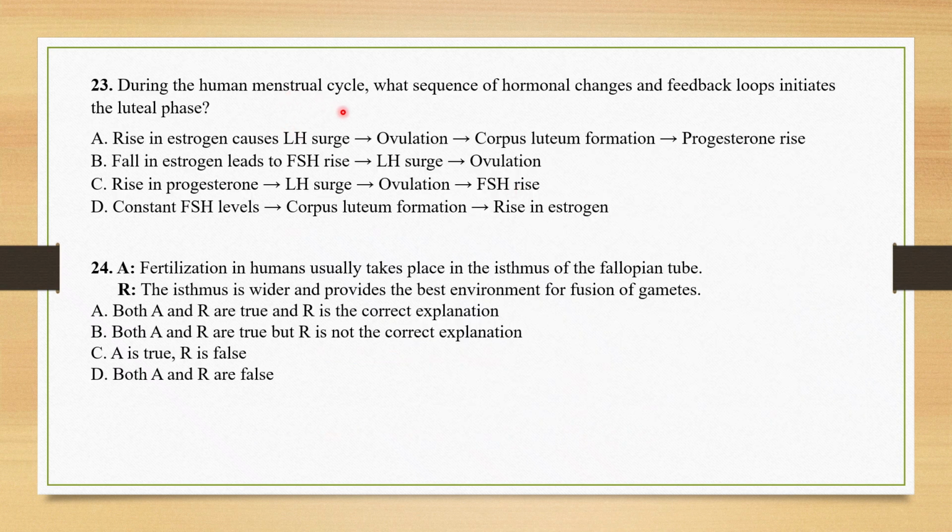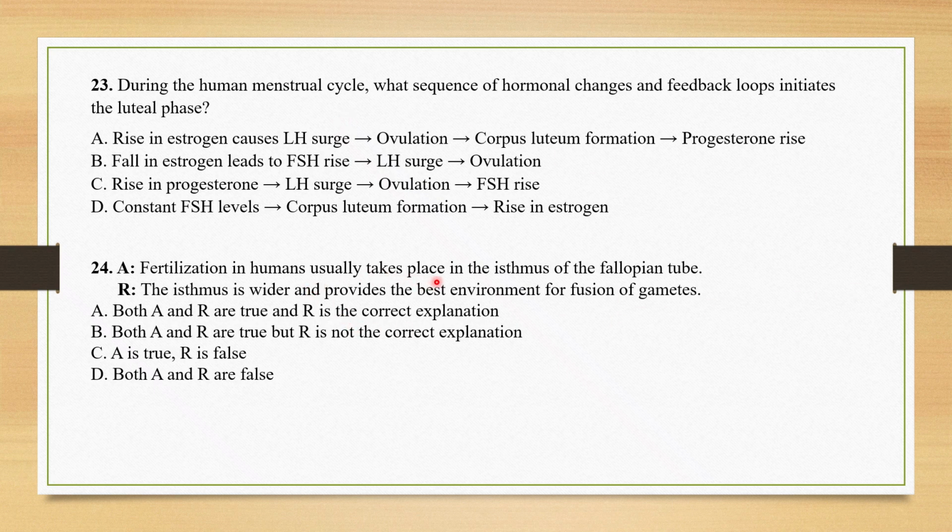During the human menstrual cycle, what sequence of hormonal changes and feedback loops initiates the luteal phase? So here what happens is rise in estrogen causes LH surge, then followed by ovulation, corpus luteum formation and progesterone rise. This is the right answer, option A.